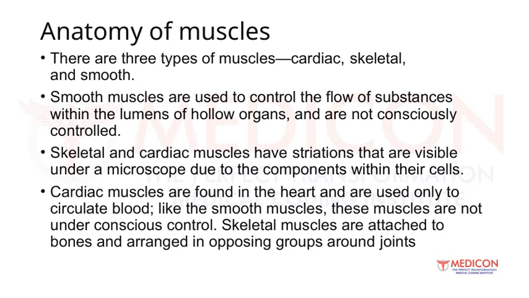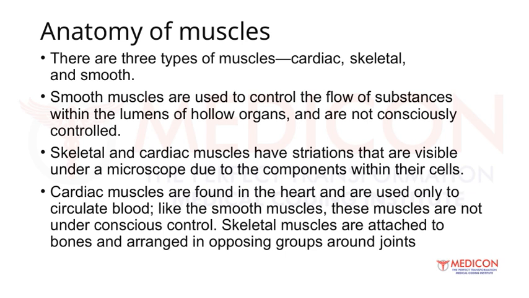Let's take a closer look at the anatomy of muscles. There are three main types: cardiac, skeletal, and smooth. Each has its own unique role and characteristics. Smooth muscles are interesting because they help control the flow of substances within the hollow organs, like your intestines or blood vessels. They operate involuntarily, meaning we don't consciously control them.